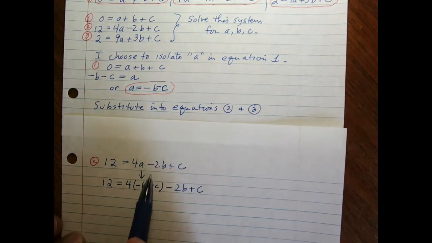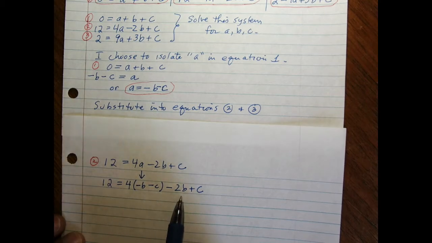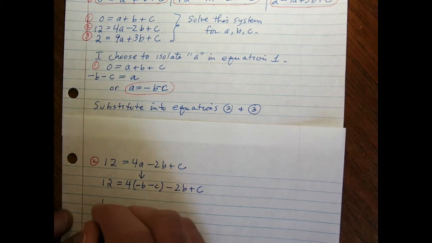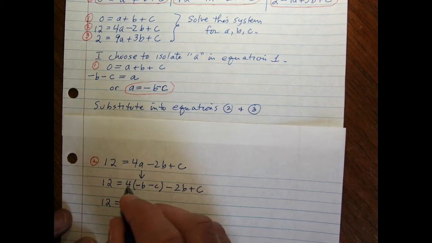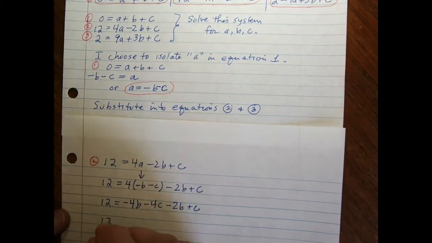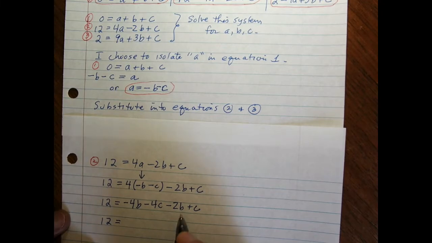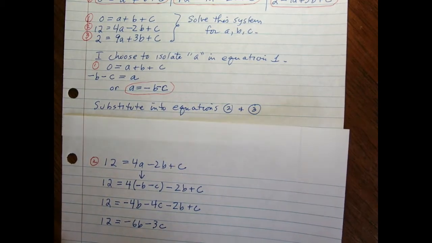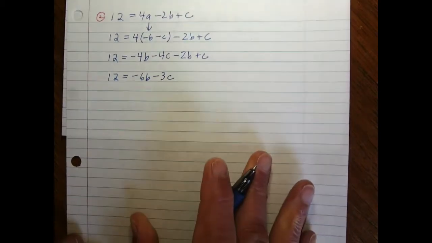So when I make that substitution now, I have an equation with just two variables, and I'm going to clean up. I got to distribute the 4, so 12 equals negative 4b minus 4c minus 2b plus c, or 12 equals minus 6b minus 3c. Okay, got it for equation 2.